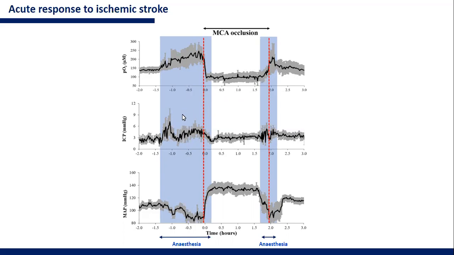The first anesthetic period is during the induction of the stroke, and the second anesthetic period is when I remove the filament and reperfuse the artery. The first dotted vertical red line, as you can see on your screen, shows the exact time point where I induced the stroke, and the second red vertical line is where I removed the suture.